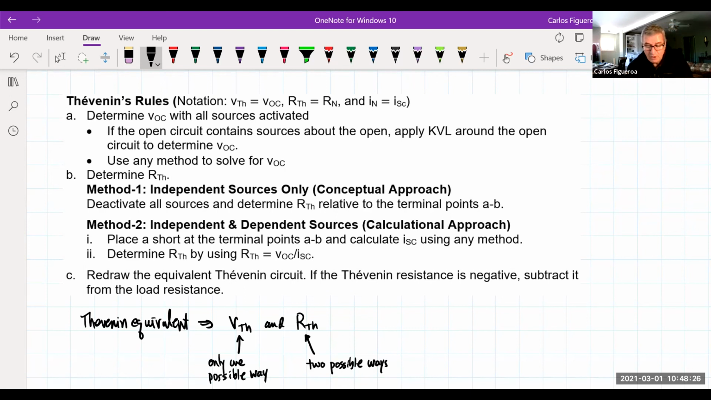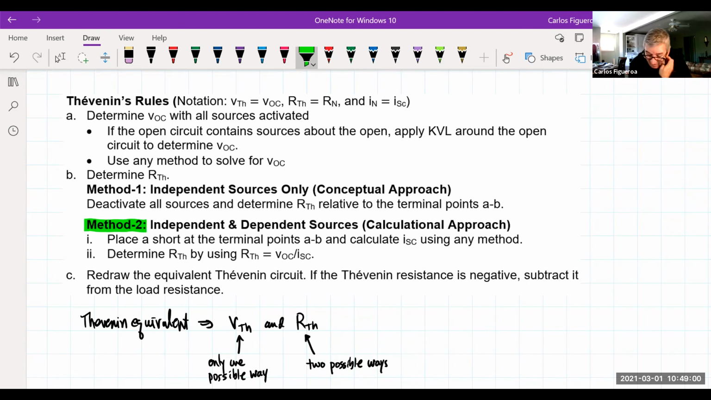Method one, which I really never want to see you use on a quiz or an exam, unless we're talking about when we start dealing with AC, when we start talking about capacitors and inductors. That's the only time you should be using method one. Method two is what you're going to see on quizzes and exams, so you want to be very careful how you do that. The important one is method two, not one.